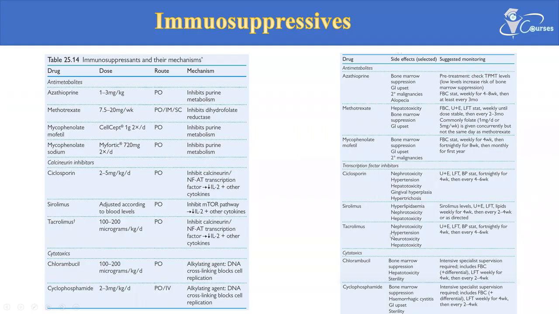Tacrolimus also will cause neurotoxicity, hepatotoxicity, and nephrotoxicity. Chlorambucil, bone marrow suppression and hepatotoxicity. Cyclophosphamide, bone marrow suppression and hemorrhagic cystitis. This is very important. Cyclophosphamide is a drug used in Wegener granulomatosis or granulomatosis with polyangiitis. This is the side effect of the drug. It will cause hemorrhagic cystitis.